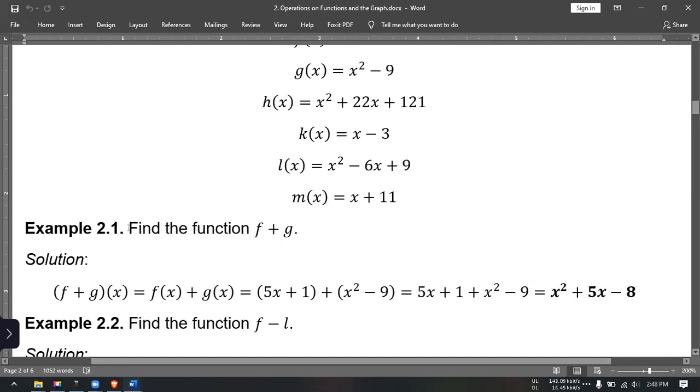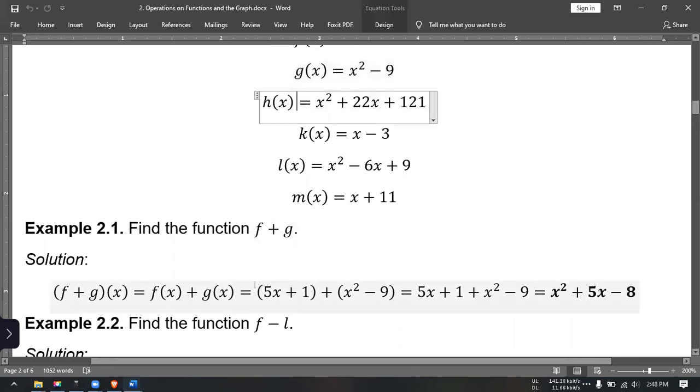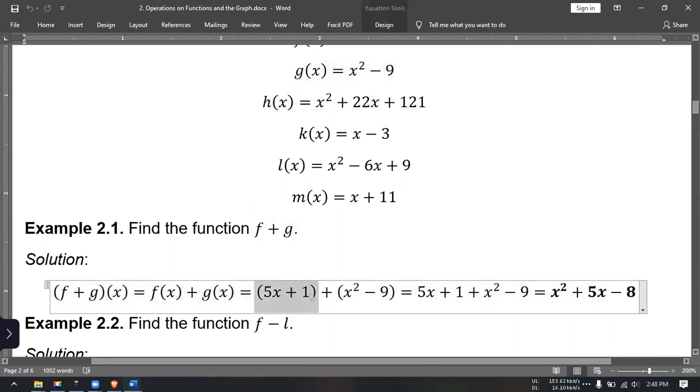For example number 1, if we are to add two functions, f and g, you have to use their function. So function f is defined as 5x plus 1. Function g is defined as x squared minus 9. And since our operation is addition, you can just omit the parentheses. So from there, we have this line, and combining similar terms will give us our final solution, x squared plus 5x minus 9.